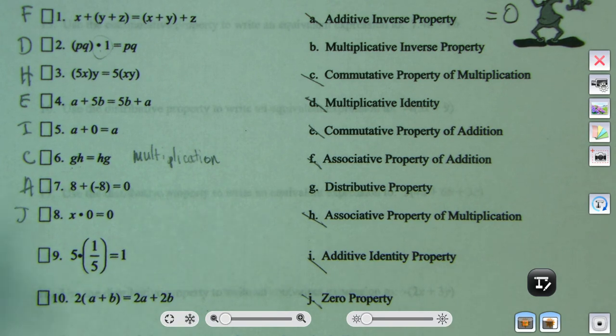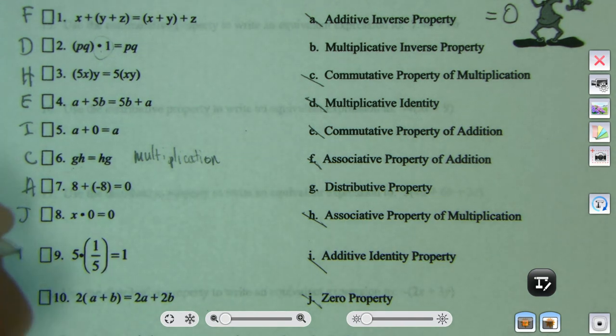Haley. Haley, what do you think here? What about Emma? Are you Haley? Who's Haley? All right, Haley, sorry about that. We're going to take 5, we multiply it times 1/5, and we get 1. It equals 1. What do you think? Is it an identity or is it an inverse? Yes, ma'am. Awesome. That's perfect. It's an inverse. Very good job.